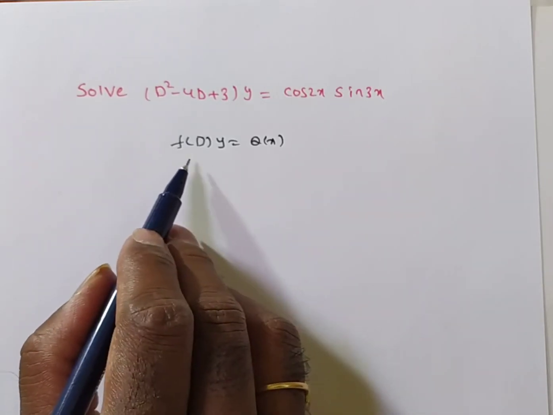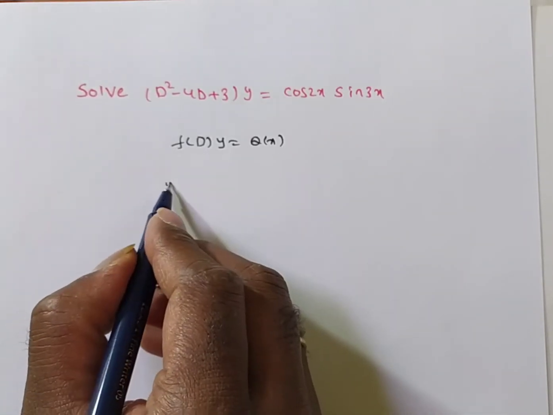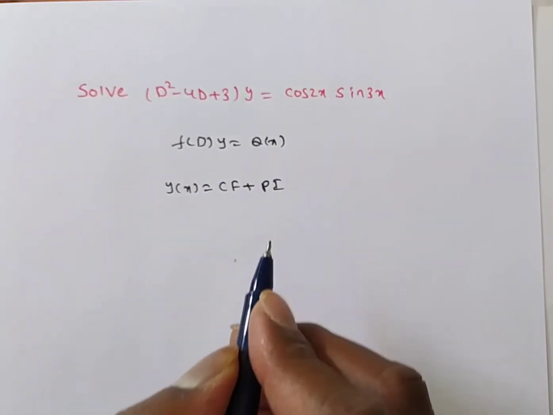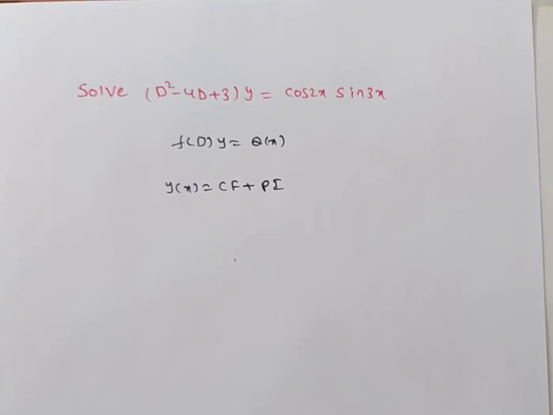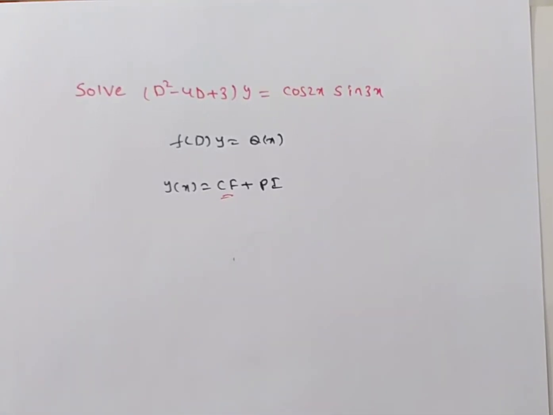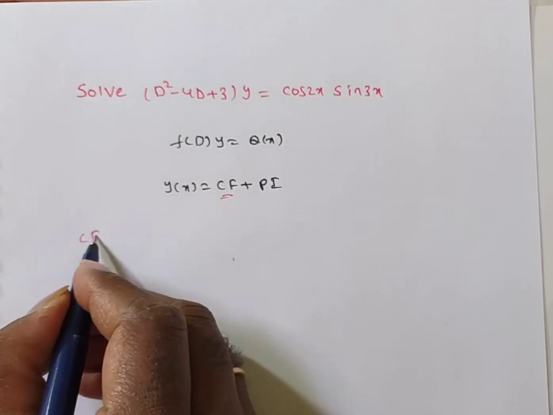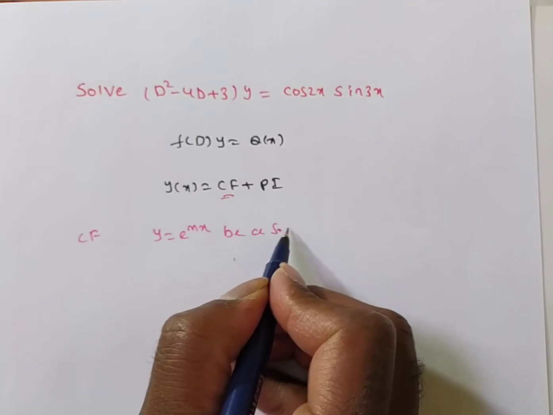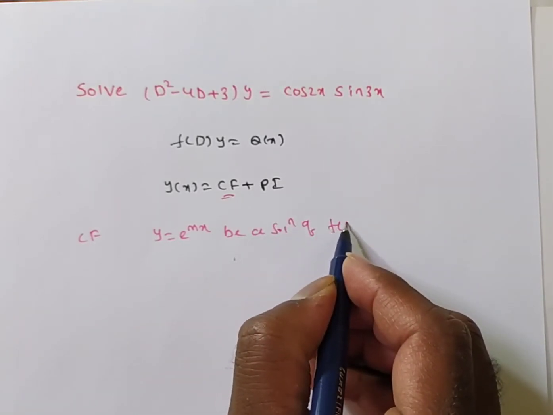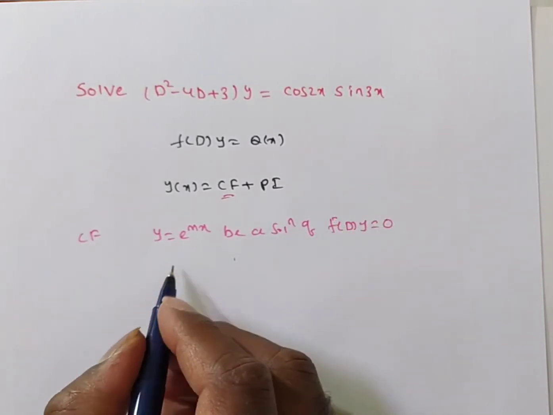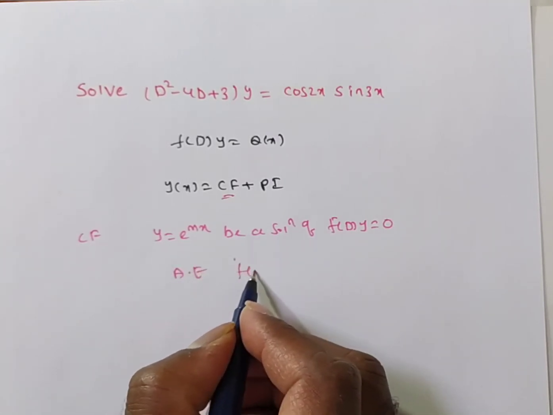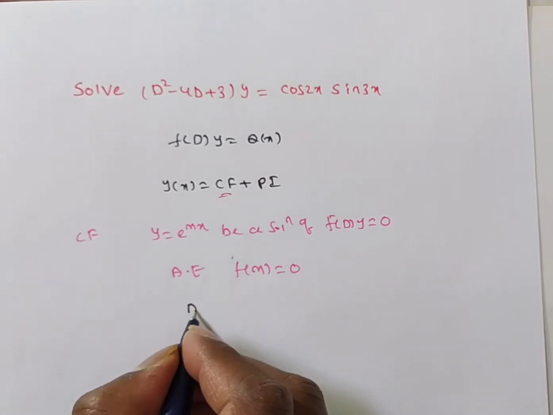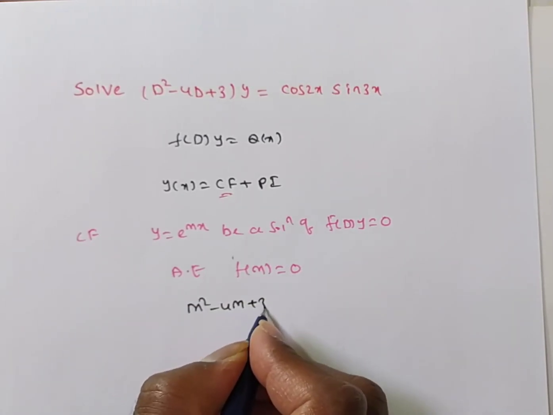We know the general solution of f(D)y = Q(x) is y(x) equals complementary function plus particular integral. So now we have to find the complementary function. To find the complementary function, we consider y = e^(mx) to be a solution of f(D)y = 0. Then we will have the auxiliary equation f(m) = 0. So we will get m² − 4m + 3 = 0.